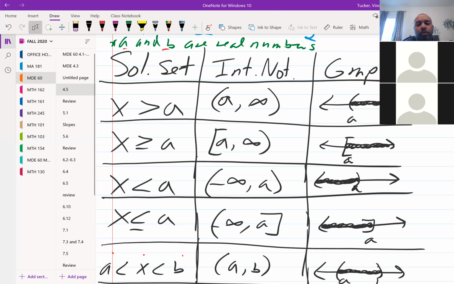Next one, and I'm just talking through it while you guys are writing. You have x is less than A, so now we're going to shade to the left, using parentheses over the A.